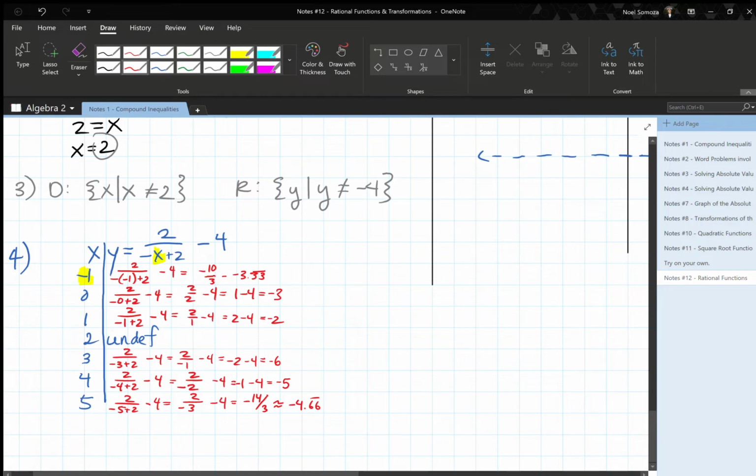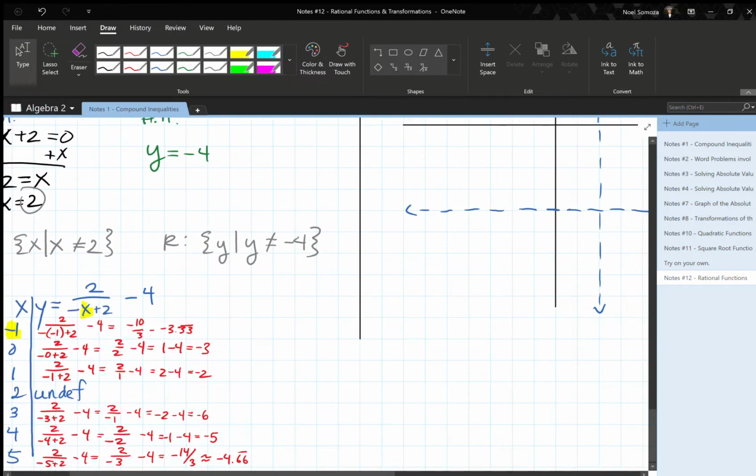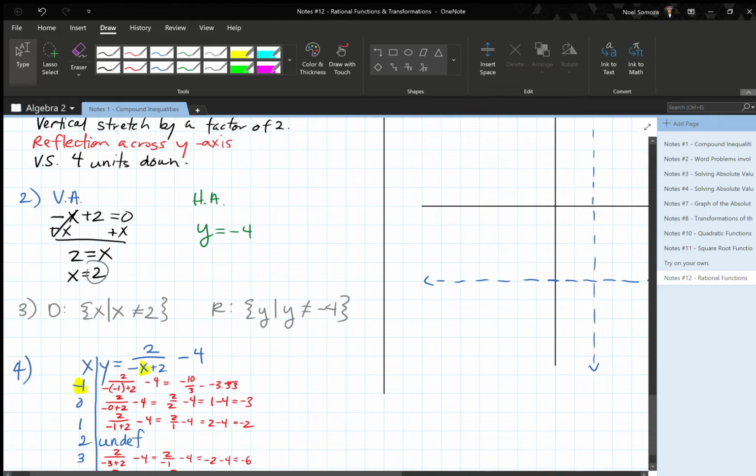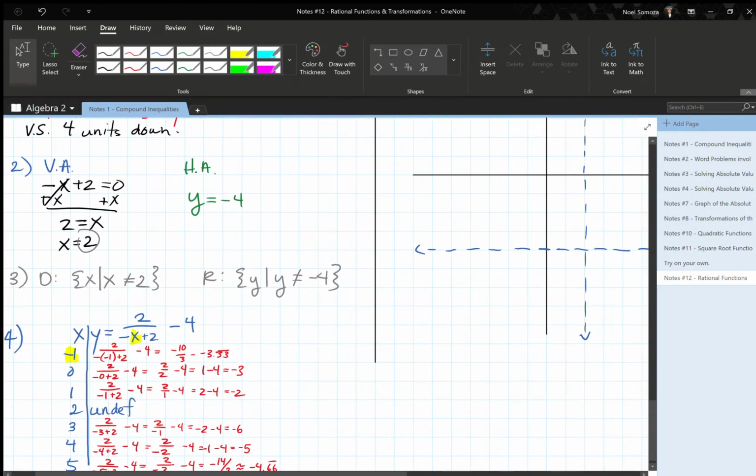Okay, all right, so let's start plotting some of these points. I have negative 1, negative 1, so 1 to the left, and then down 1, 2, 3, and then 0.33, so about a third of the way down, about right here. Then at 0, I'm at negative 3, and then at 1, I'm at negative 2. Okay, so I can see that the curve would be doing something like this.